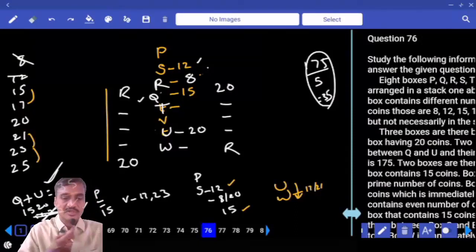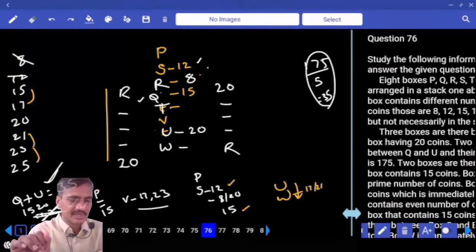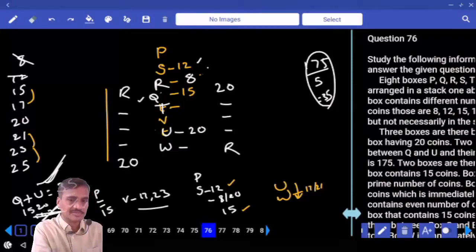And next one W. W is either 17 or 21. V is a prime number, so V is 17 or 23. And V is immediate to T. The difference between P and T is 2. And 2 means the possibility is 15 and 17, as there is a possibility for these two. And next one, 21 and 23, is it possible here? 21, 23, yes. And next one, 23, 25. There is also a possibility.